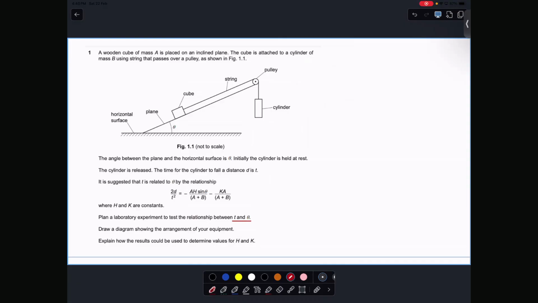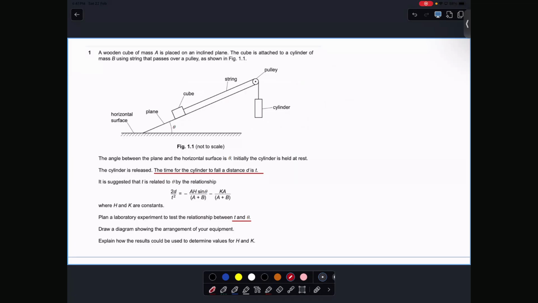Right. Can you tell me what's the independent variable here? Theta, angle, independent variable. Yes. Okay. And the dependent variable? Time. What time? Yes, you have to say the whole thing. Okay. So time for the cylinder to fall a distance d is t.